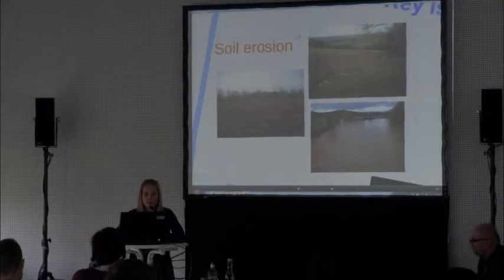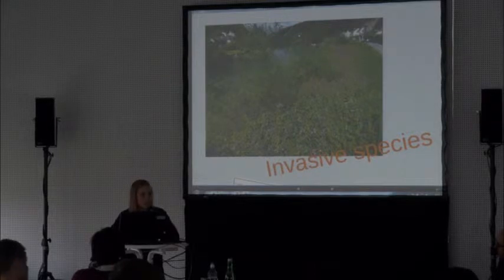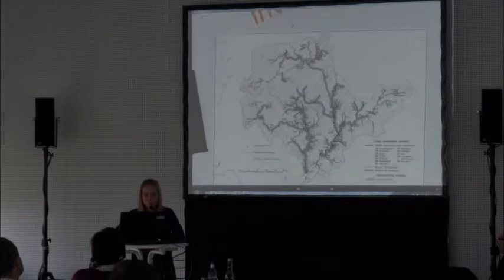In conjunction with this, you've got the prevalence of invasive species, Himalayan balsam, which is a very big problem because during the summer months it grows out and competes aggressively with other native plants, and then in the winter months dies back, leaving the banks exposed and vulnerable to erosion.